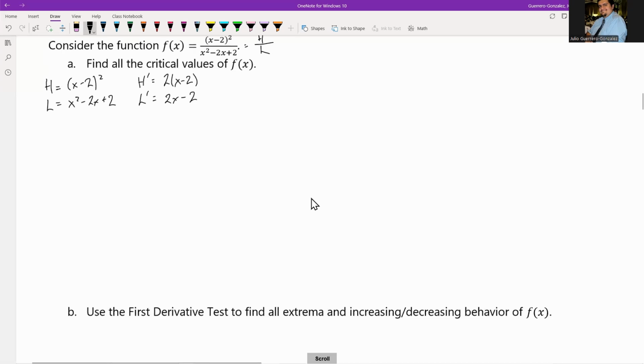So here we go. My f prime of x is going to be my low, follow along now, x squared minus 2x plus 2 times d high, so 2x minus 2, minus high, x minus 2 squared, times d low, so it's going to be 2x minus 2, all over the bottom squared, so it's going to be x squared minus 2x plus 2, squared.